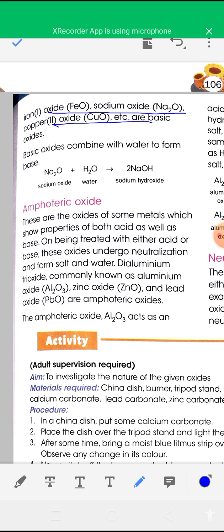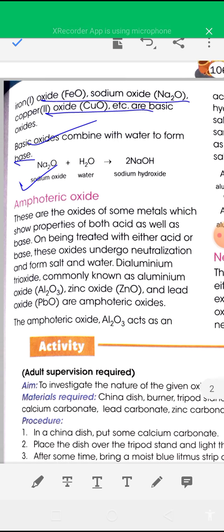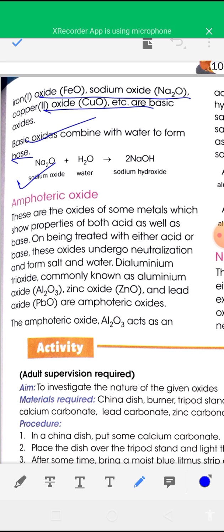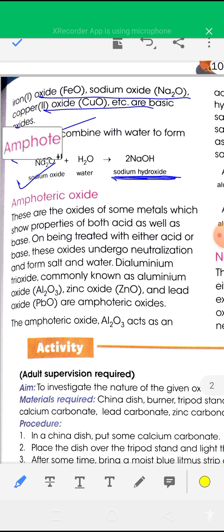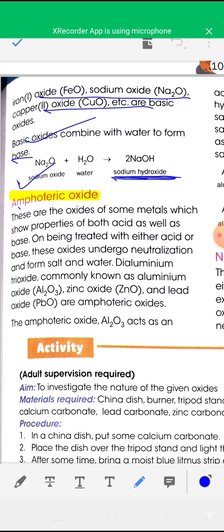And basic oxide when treated with water can form a base. For example, when sodium oxide, Na2O, is treated with water, sodium hydroxide, which is a base, is formed. So basic oxide combines with water to form base. Third type of oxide is amphoteric oxide. Amphoteric oxides can act both as acidic oxide and basic oxide.